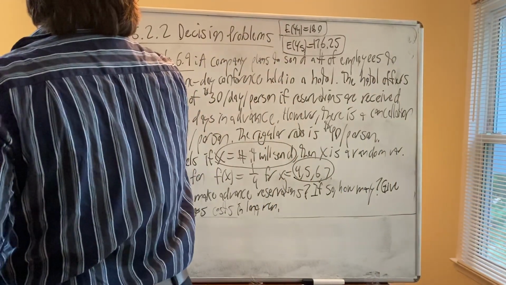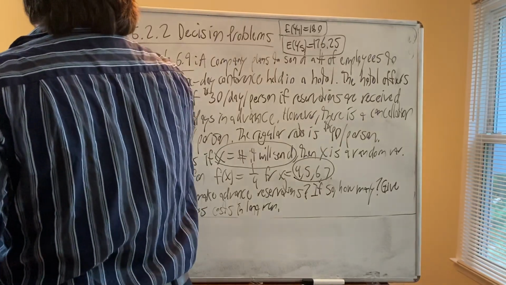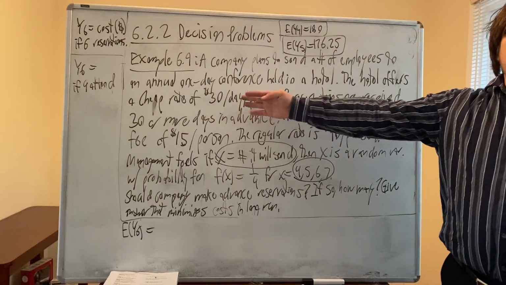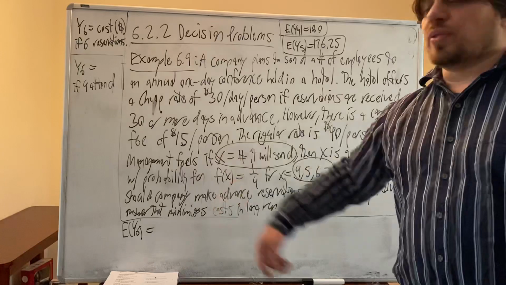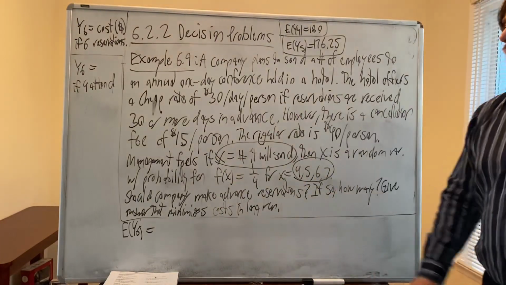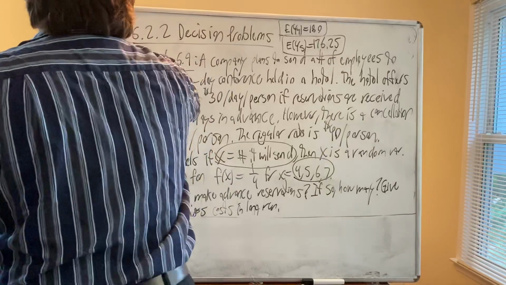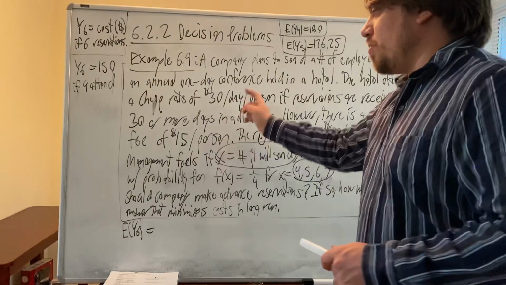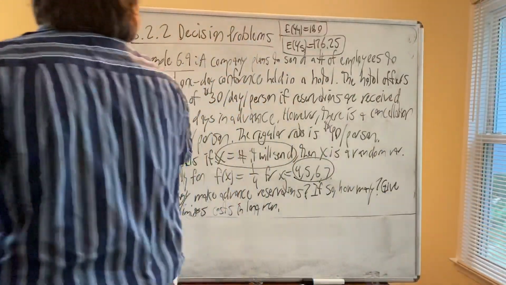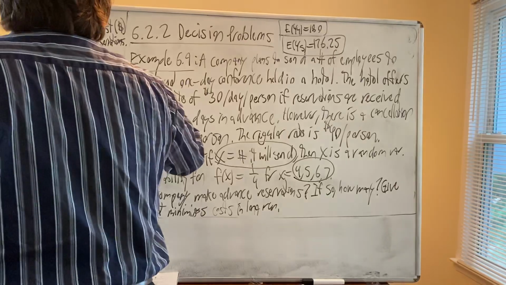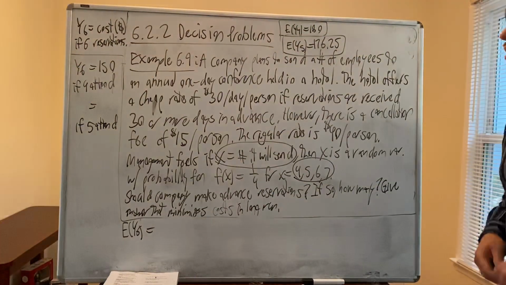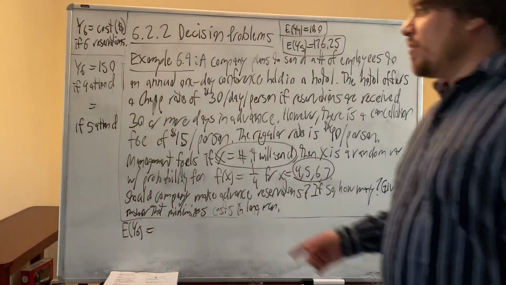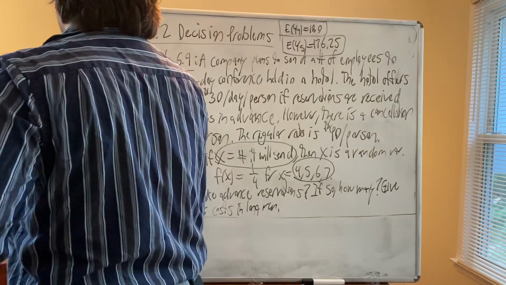So the value of y sub 6, if 4 attend and they made 6 reservations, it's $180. They have to cancel 2 of them because only 4 attended. So that's 180 minus 30, that's 150. Now, if 5 attend, they made 6 reservations, which is 180 minus the one cancellation. So that's 180 minus 15, which is 165.